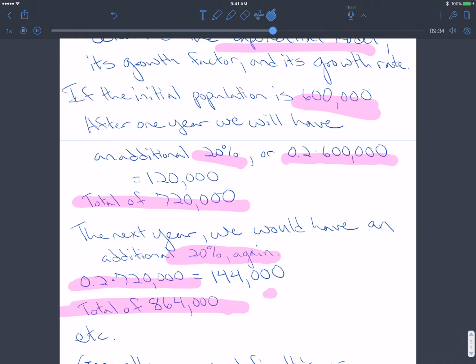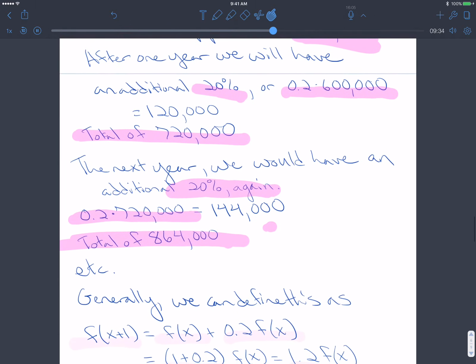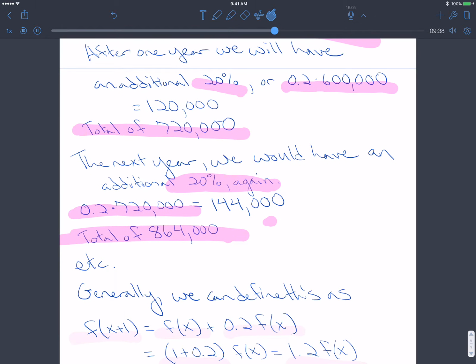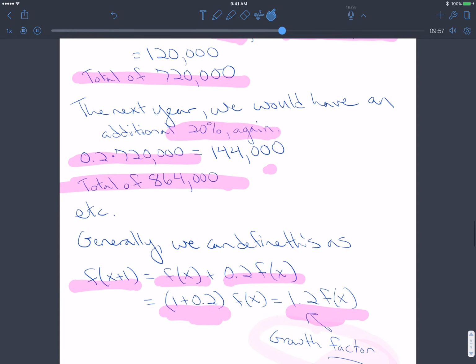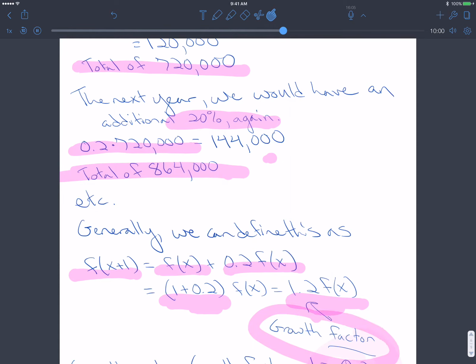That's not generally how you calculate it algebraically, because you actually want to construct a model that is exponential. So if we define this through f of x plus 1 is equal to f of x plus the 0.2 times f of x, we can combine the 1 and the 0.2, so we have 1 plus 0.2 times f of x, or 1.2 f of x. This number, the 1.2, is our growth factor. That's the thing we're used to, right? F of x plus 1 divided by f of x is 1.2.